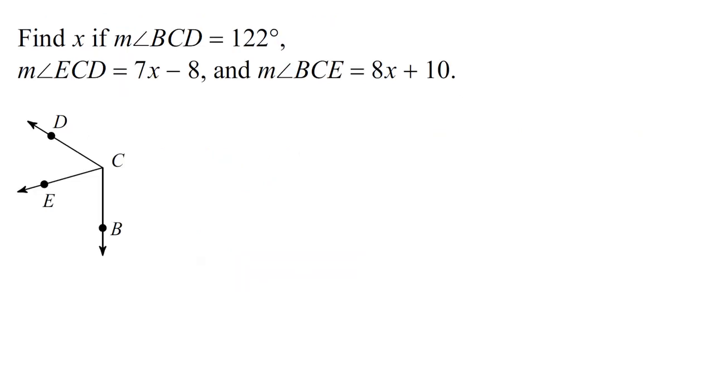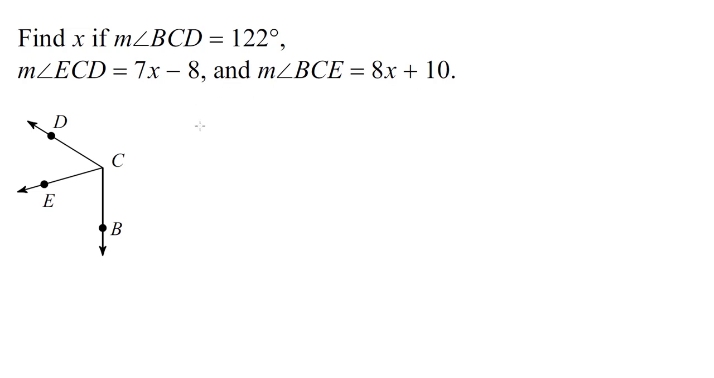All right, this next example involves using the addition postulate with angles. So look what it says here. It says find x if the measure of angle BCD, notice BCD is the entire thing, is 122 degrees. Now the measure of angle ECD is 7x minus 8, and the measure of angle BCE is 8x plus 10.